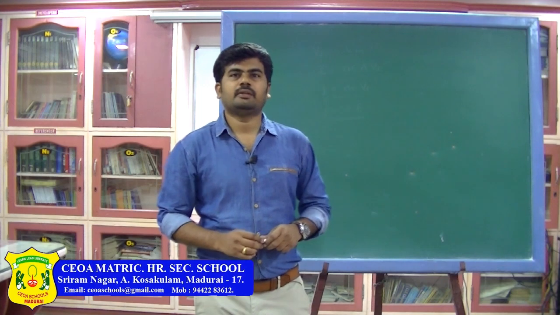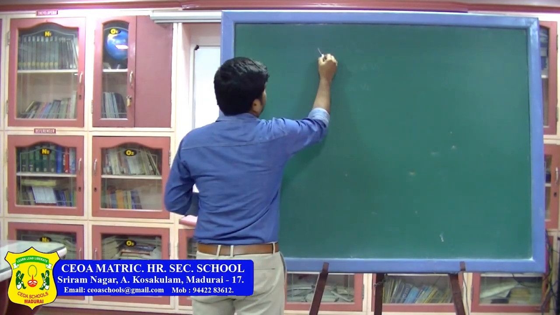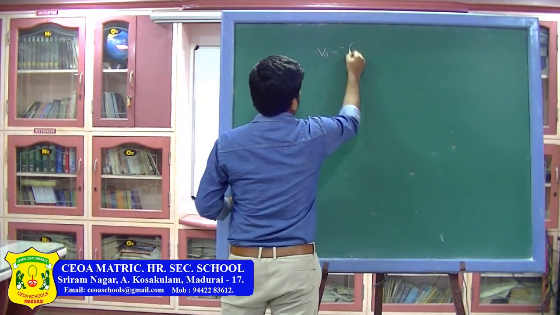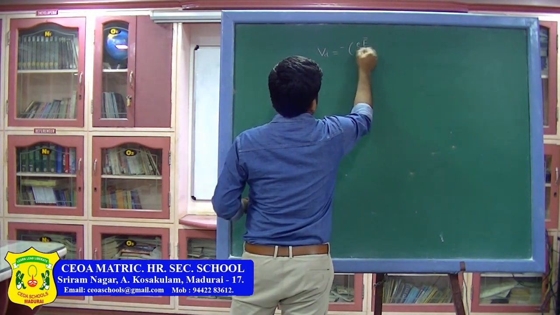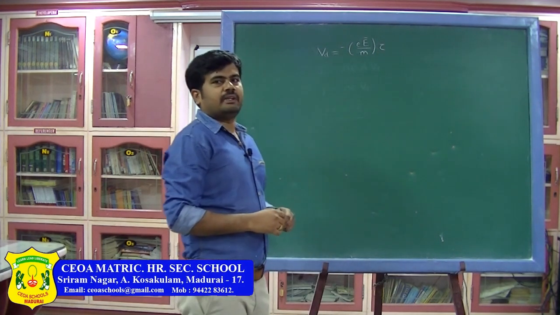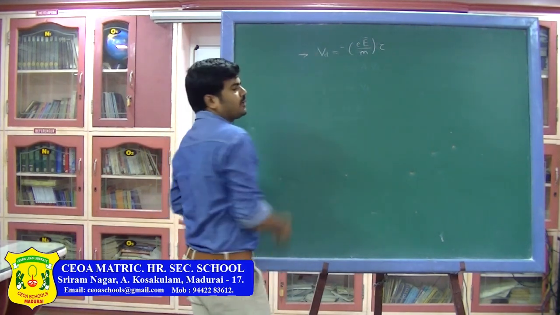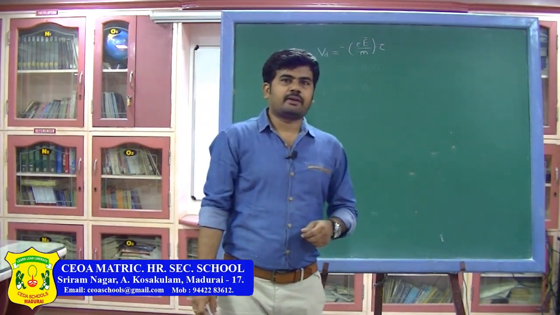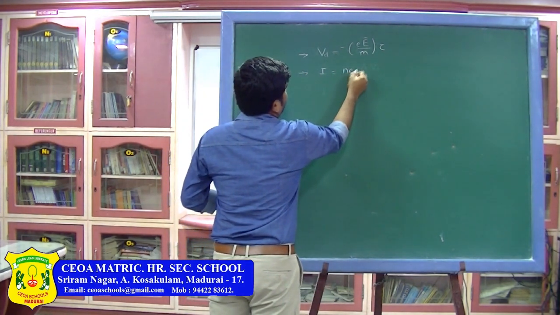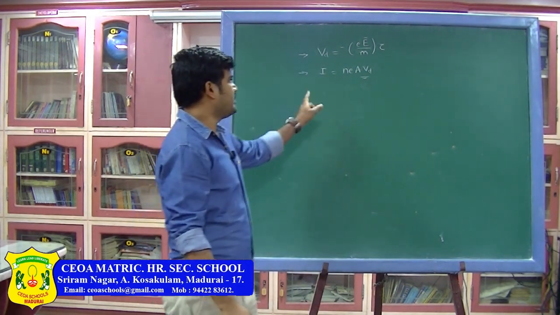Hello students, good morning. In the last class we discussed the concept of drift velocity and we arrived at the expression Vd is equal to minus e E bar divided by m into tau, that is the drift velocity expression when an electric field is applied to the conductor. Next we discussed the microscopic model of electric current, where we arrived at the expression I is equal to N e A Vd, which is the relation between electric current and drift velocity.